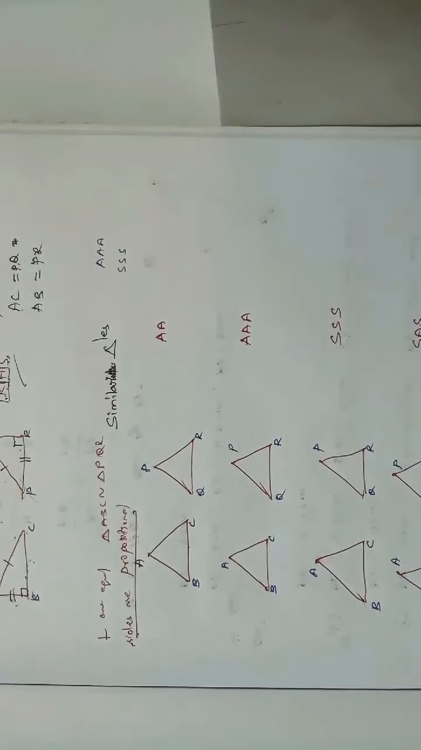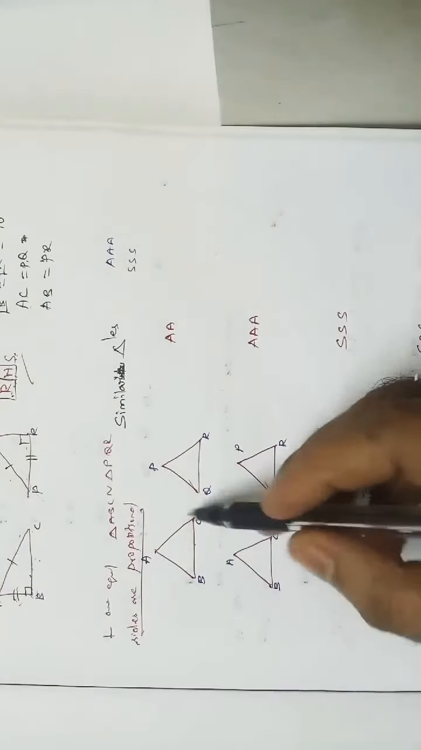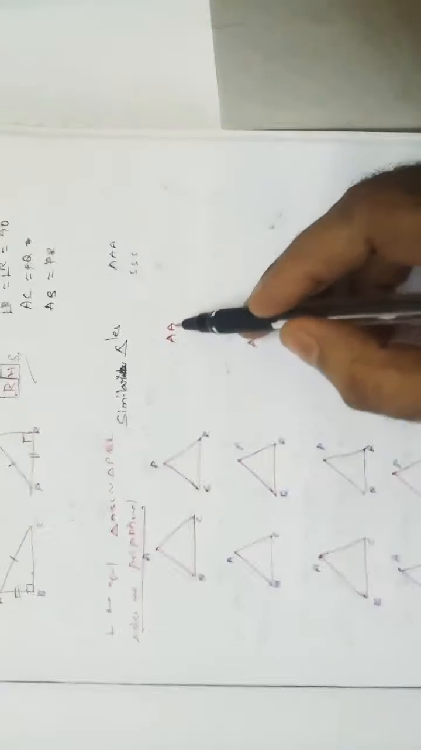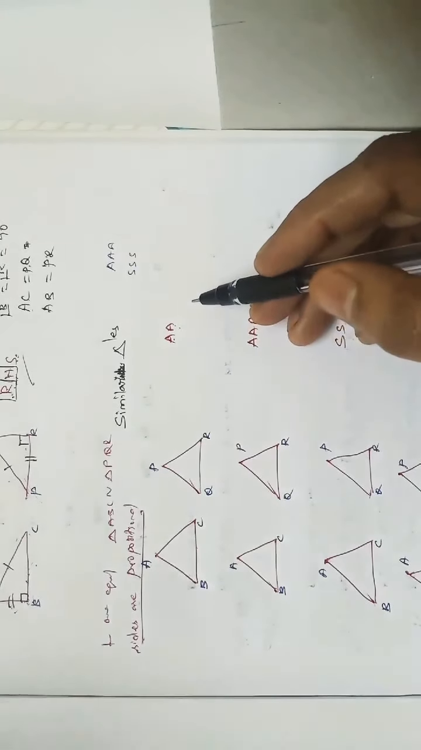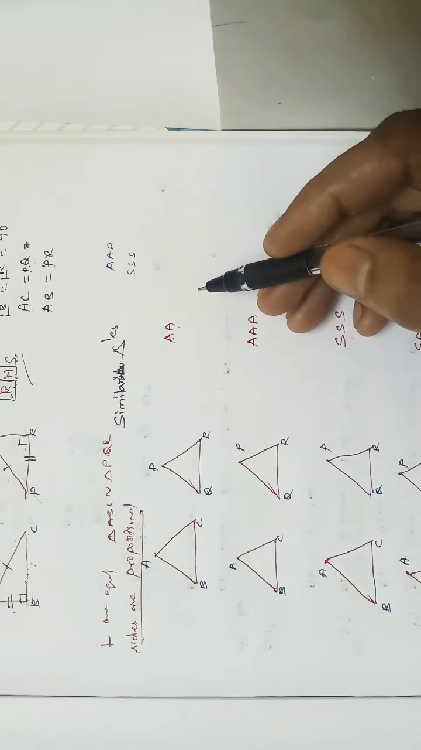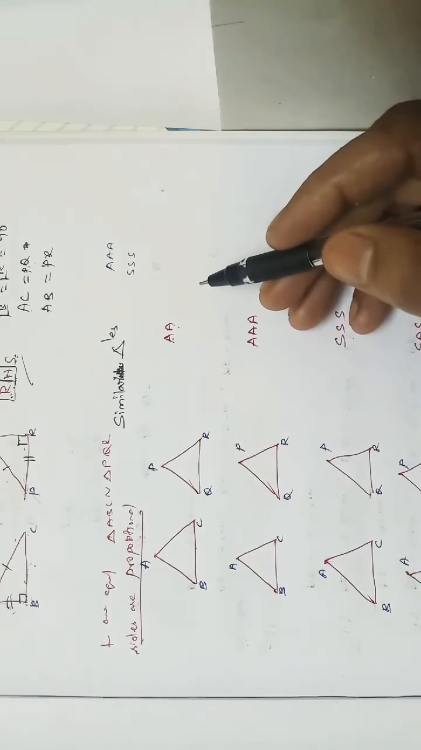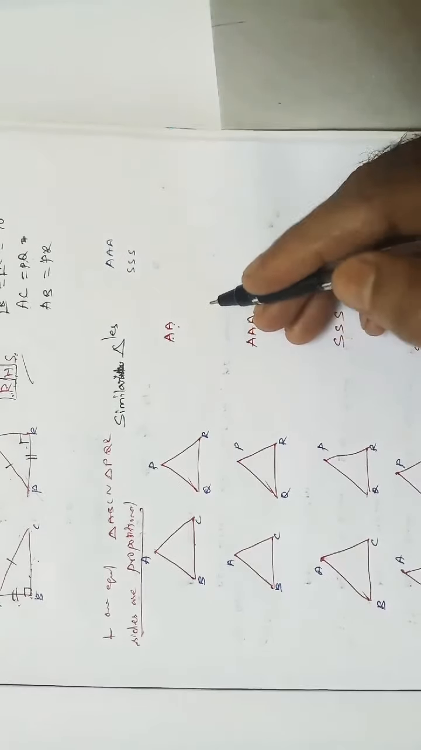Okay, now come to that. We have 4 properties, 4 rules, by which we can say that these 2 triangles are similar. I'm taking triangle ABC and triangle PQR. By angle: among the 3 angles of a triangle, if any 2 angles are equal, then by using the AA similarity rule, we can say that these 2 triangles are similar.